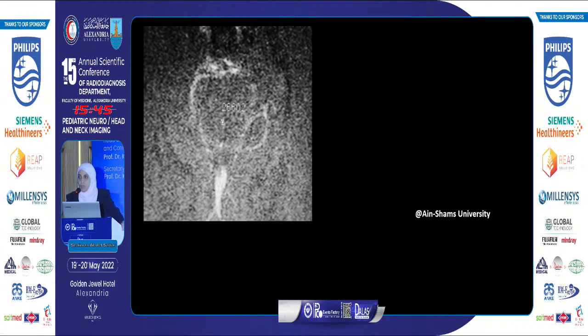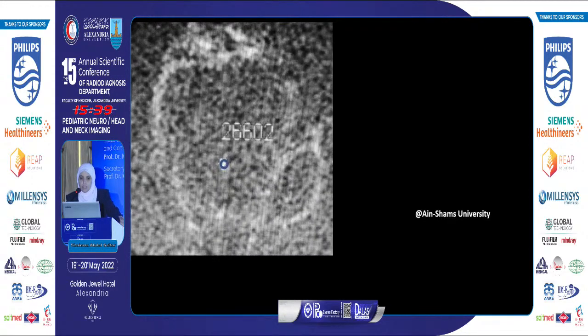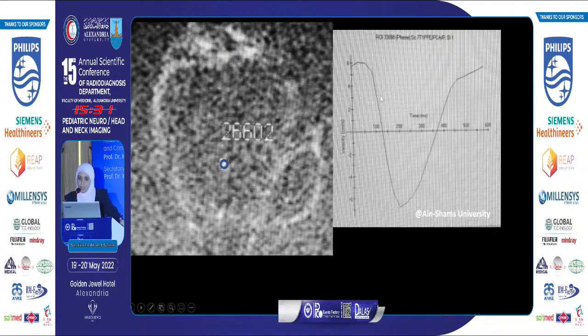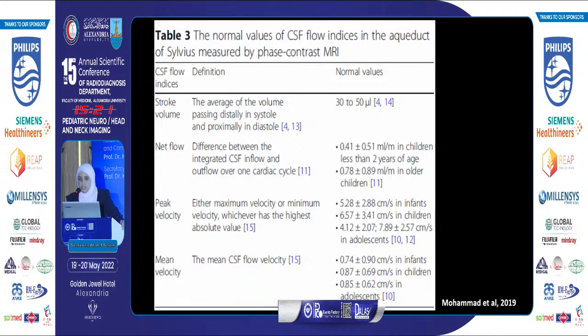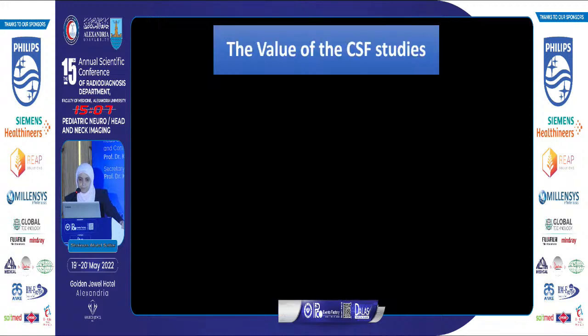Also, phase contrast can be acquired in axial sections perpendicular to the aqueduct of Sylvius, with measurement of the ROI here, drawing the ROI surrounding the aqueduct. We can have a curve of CSF flow, either velocity or flux. Systolic velocity and diastolic velocity are variable according to the patient's age and also according to the machine. Apart from velocity, we can measure stroke volume, net flow, peak velocity, and mean velocity. And we can see the normal range is variable according to the study population and according to the machines.